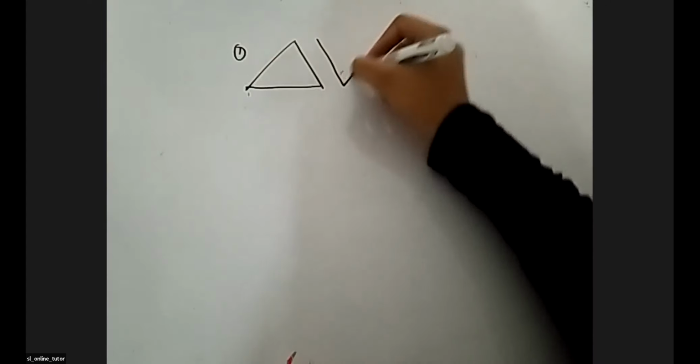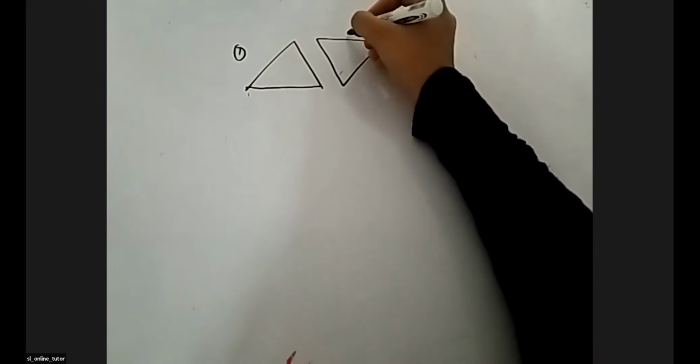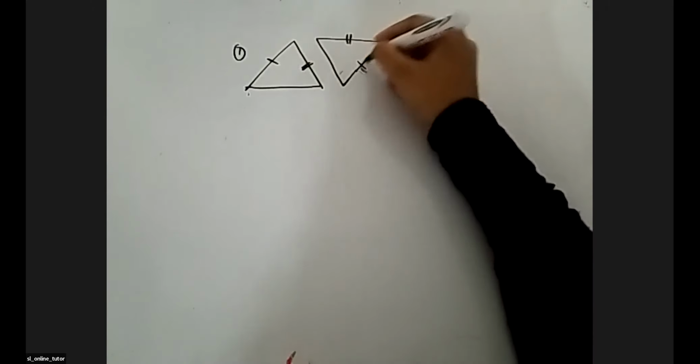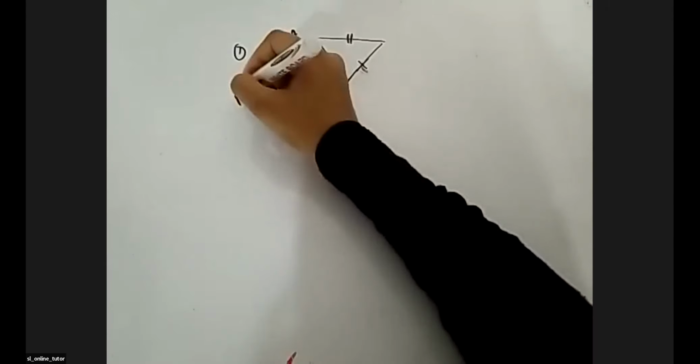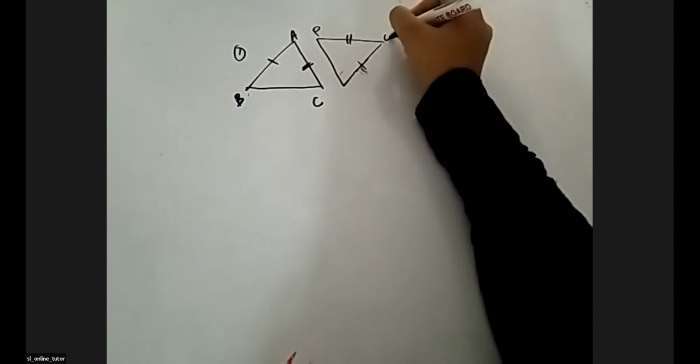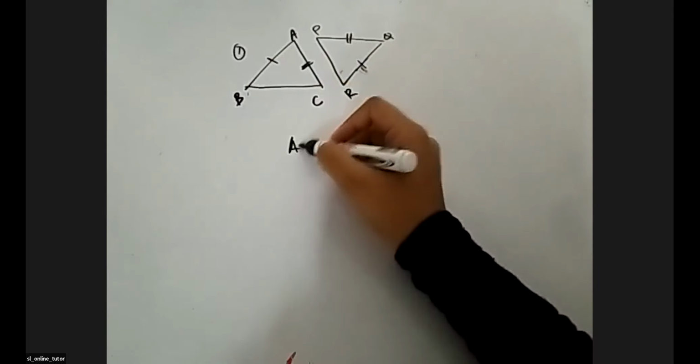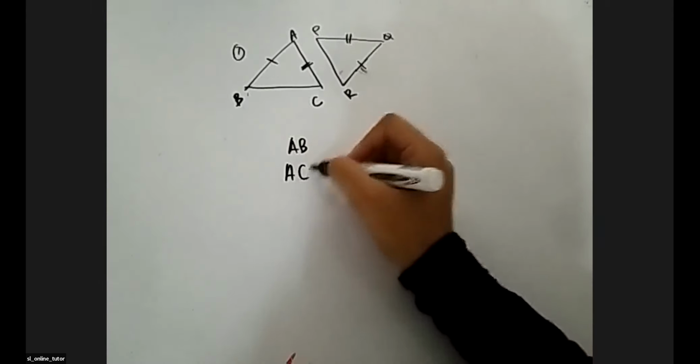Okay, let me draw the diagram here. Look at the board. Question number 1. They have given 2 triangles. So here double line, single line, double line, single line. A, B, C, P, Q, R. Okay, now tell me. They have given in this triangle AB and AC side.